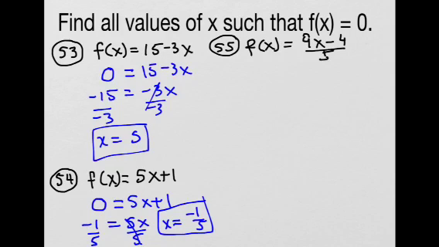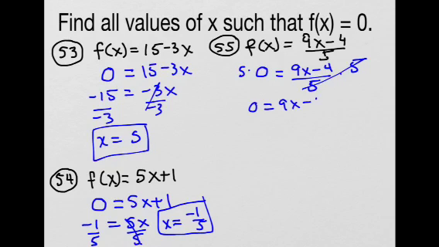So 55, same thing. F of x is 0, so we replace f of x with 0, and then solve for x. So the first thing I'm going to do is multiply both sides by 5. And you know, 0 times anything is 0, so the 5's on the right reduce to 1. On the left side we have 0 equals 9x minus 4. You add 4 to both sides, and then you divide by 9. So x equals 9 over 4.